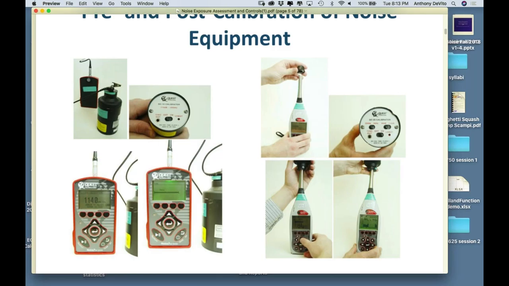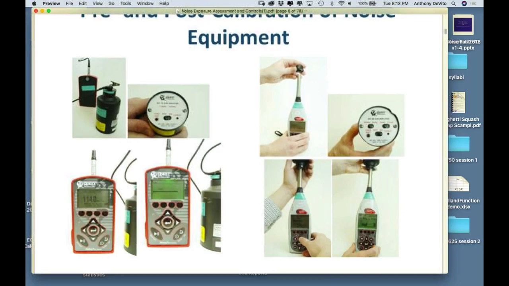You want to calibrate them again after you do the exposure measurements. And if you're involved in any litigation, one of the things that's going to come up if you have expert testimony is they're going to ask you, did you calibrate the instrument? What method did you use to calibrate the instrument? What does the manufacturer say about how to calibrate it? And so on and so forth.